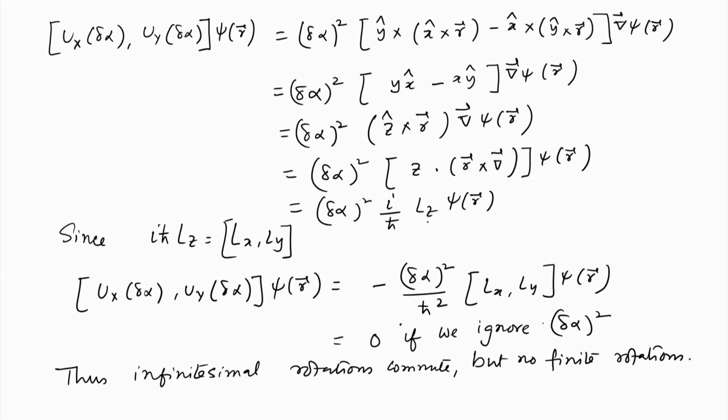And since it came out as Lz, if you follow these few simple steps, this is equal to the commutation of Lx and Ly, and so on, and that is equal to 0 if we ignore terms of the order of delta alpha square. So, infinitesimal rotations commute, but not the finite rotations. And as I told you earlier, the finite rotations do not commute because the components of the angular momentum do not commute amongst themselves.